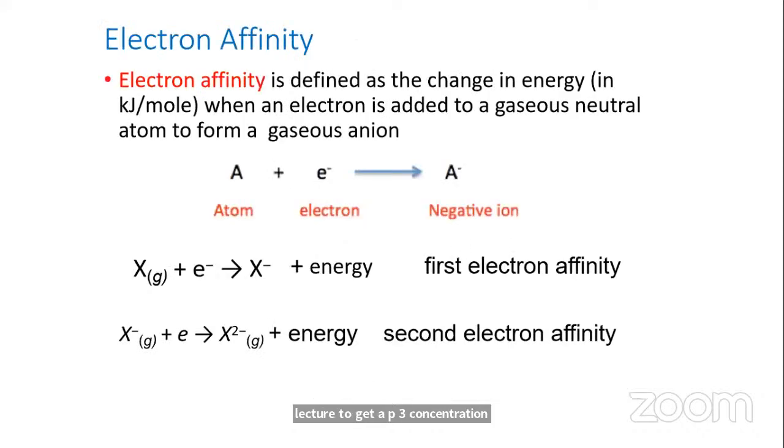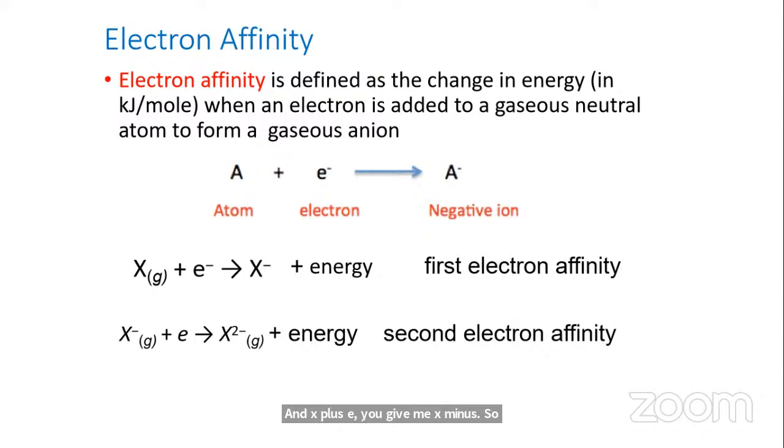Then we look at the electron affinity. Electron affinity is defined as the change in energy when an electron is added to a gaseous neutral atom to form a gaseous anion. So we can say that the electron affinity is like the inverse of ionization energy. In ionization energy, you are removing an electron to form a positively charged ion; in electron affinity, you are adding an electron to form a negatively charged ion. And in both cases, you are working with a gaseous species. So again, I have my X as my atom, and X plus e gives me X minus.